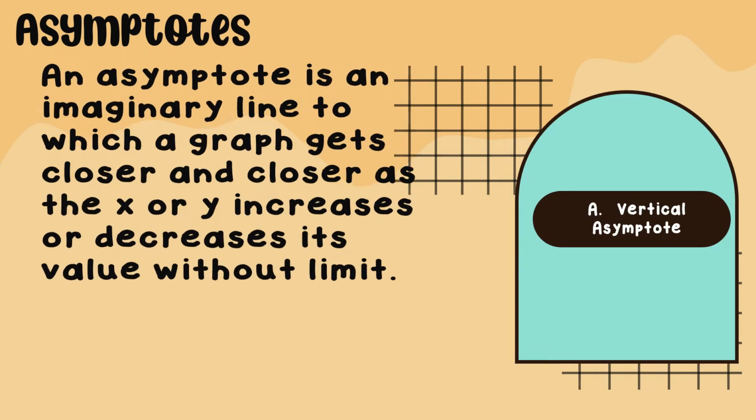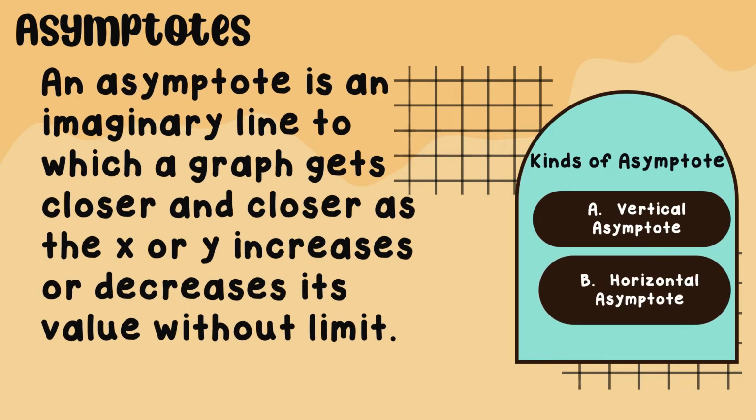Asymptotes. An asymptote is an imaginary line to which a graph gets closer and closer as the x or y increases or decreases its value without limit. There are two kinds of asymptote, the vertical asymptote and the horizontal asymptote.